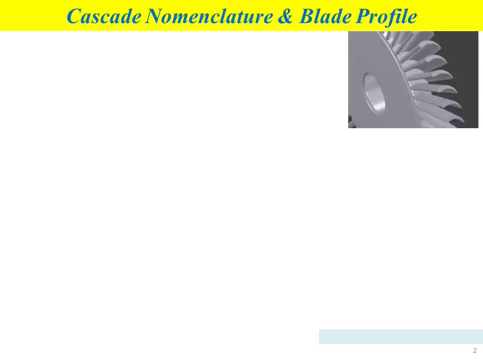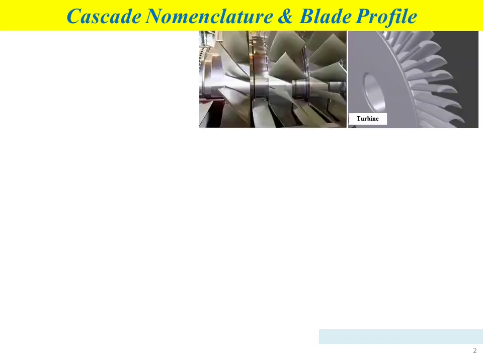In order to describe and characterize the shape of a blade, we need to know the parameters involved for the blade profile. These figures show the rotor of the turbine and also the rotor of the compressor. Previously we already discussed the difference in shape of blade for the compressor and the turbine. The compressor has a flat shape blade. However, the turbine has a curved shape blade.